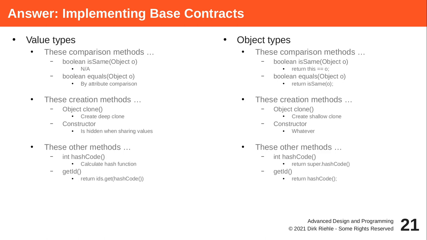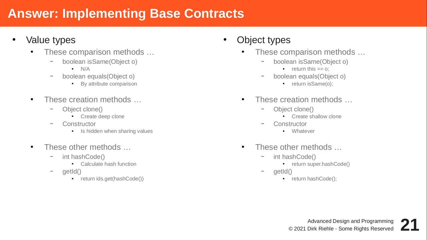That of course is different for object types. You typically do a shallow clone, meaning you only copy the values, and for the objects referenced, you only copy the ID, meaning the reference, and you don't do a deep clone, which would mean you follow the object reference and also copy or clone the referenced objects. So that's a shallow clone, and you do that for an object type. Constructors for value types should really be hidden when sharing values. Otherwise, you can, of course, also create as many as you want and assume that the equality contract holds.